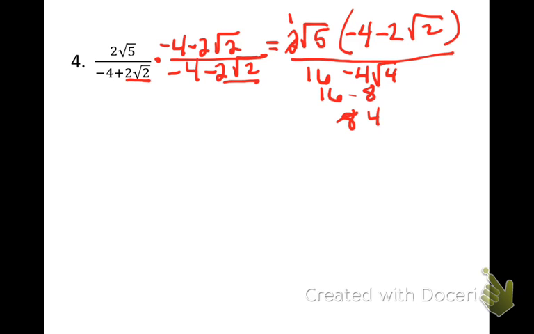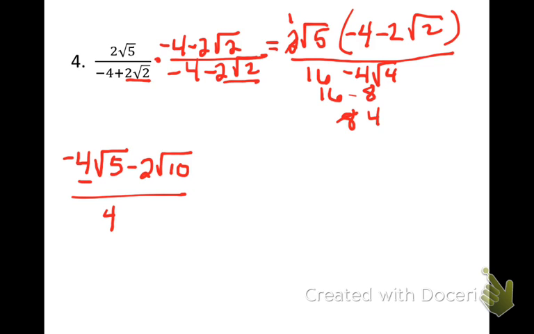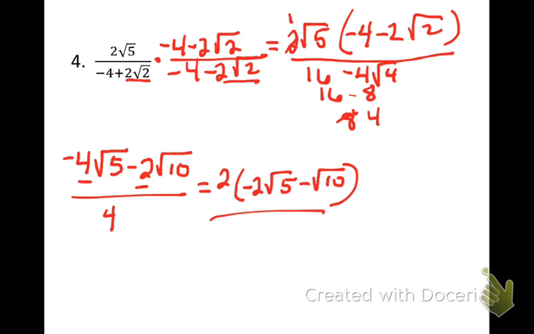So I have the square root of 5. I'm going to go ahead and distribute that. So it's going to be negative 4 times the square root of 5 minus 2 times the square root of 10 all over 4. And again, now I should notice I also still have something in common here. I have a 2 in common, so I'm going to factor that 2 out. 2 times the quantity, negative 2 times the square root of 5 minus the square root of 10 all over 4.